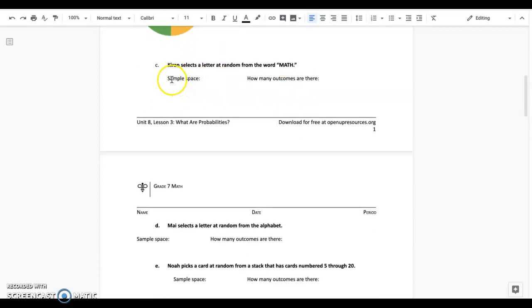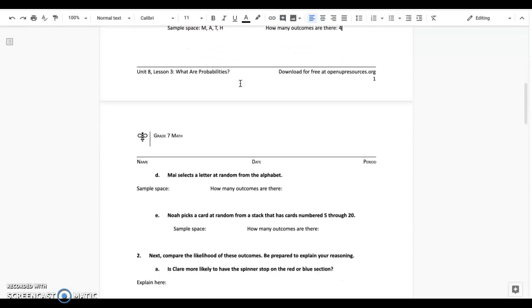On C, I'm trying to pick a letter at random from the word math. So any letter from the word math. So my sample space is M-A-T-H, which spells math. How many outcomes are there? Well, I've got 1, 2, 3, 4. So 4 outcomes on that one.